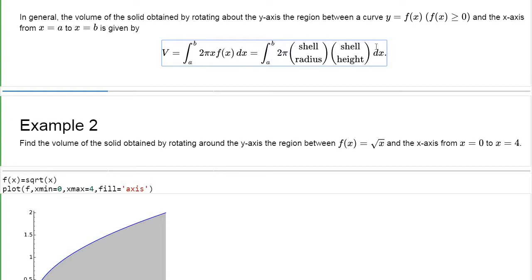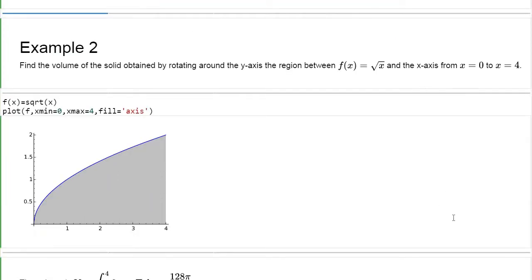And the reason I put it in this format is because we're going to rotate around other axes. So instead of the y-axis, we might rotate around another vertical line. And in that case, the radius is not going to be x. The radius will be something else. We'll show examples of that. But this is the general idea. 2 pi times the radius of your shell times the height of your shell.